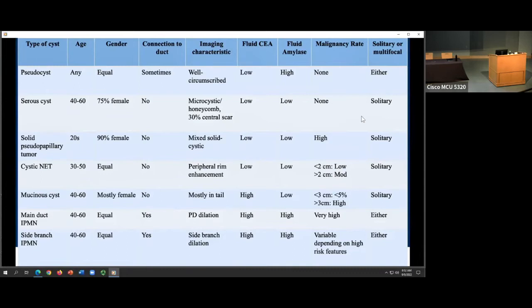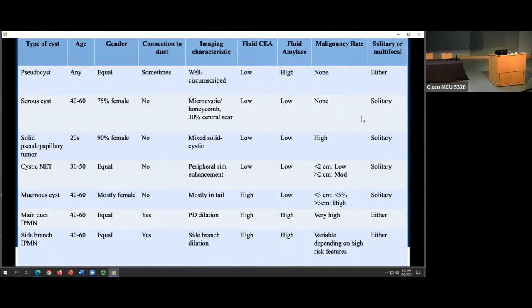They could have a mixed solid cystic component. And for cystic neuroendocrine tumors, they could have a peripheral rim enhancement. And for less than 2 centimeter cystic neuroendocrine tumors, the risk of malignancy is low. However, as they grow bigger than 2 centimeters, the risk increases. Surgical resection is classically recommended for all solid pseudopapillary tumors and cystic neuroendocrine tumors greater than 2 centimeters.